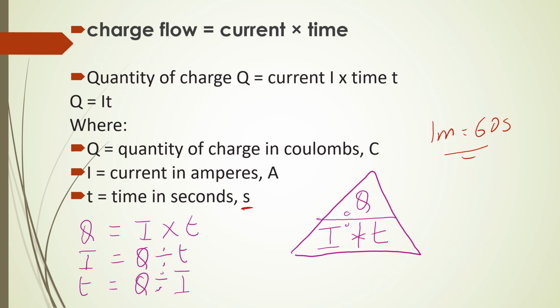I've rewritten the formulas. Q is I times T, which is current times time. If I was to work out my current, I need to do charge divided by time. And if I was working out time, then it would be charge divided by current. So you just have to put the formula into a triangle. It works really easily for you. As you can see, you're multiplying and dividing units.